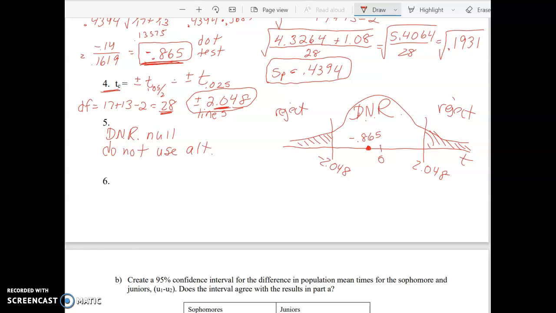So in this case, when we interpret it, we would say at the 5% significance level, we didn't reject the null, right? So the data does not provide enough evidence to reject the null.